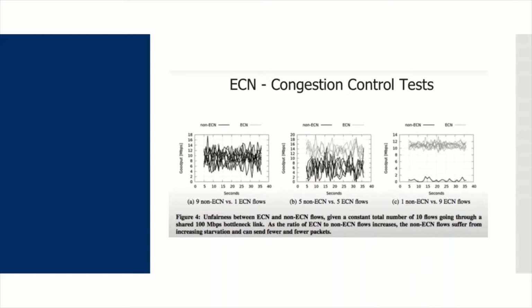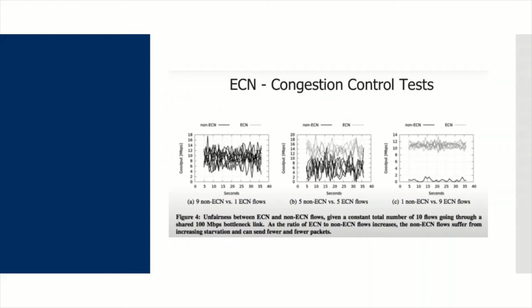Here we can see there's a significant difference. The ECN flows have slightly better goodput than the 5 non-ECN flows, and even better goodput than in the previous test. And the 5 non-ECN flows have decreased goodput from the previous test. This is where we can see the impact on goodput of the ratio between ECN and non-ECN flows in one bottleneck link.